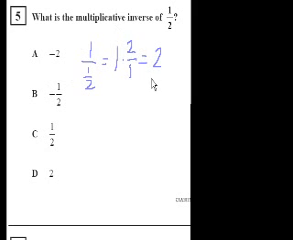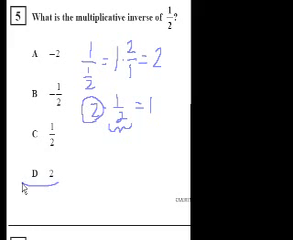Or another way to think of it is 2 times 1/2 is equal to 1. So the multiplicative inverse of 1/2 is just 2. And that's choice D.